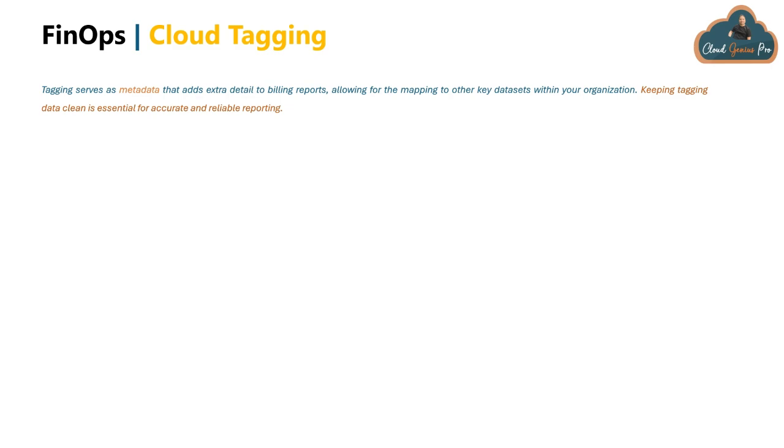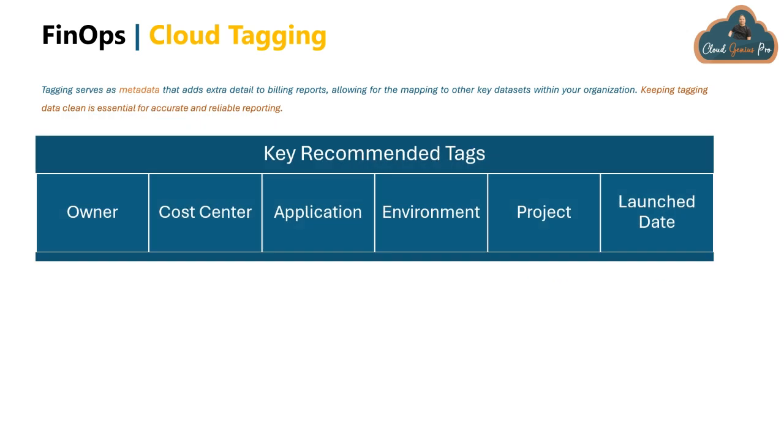That further context could be anything. It could be the owner name, cost centers or applications, environment, the launch date of that resource, or a project that the resource belongs to. These are a couple of key recommended tags which every organization is recommended to have. There can be n number of tags which an organization can define based on their tagging strategy. So ultimately, as soon as these tags are added to a particular cloud resource, they add further metadata and context to that resource.